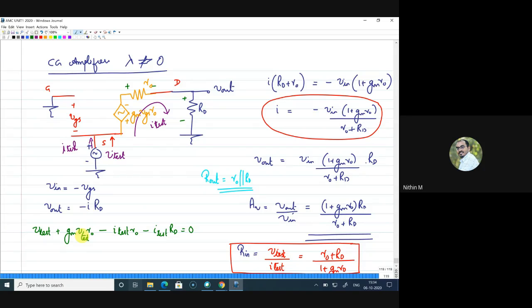Now from this you will end up with the same relation here. So minus will not be there. Let me write it here itself. So V test into 1 plus GM R naught is equal to I test into R naught plus RD, or Rn is V test by I test, that is equal to R naught plus RD divided by 1 plus GM R naught. Is that clear? Akram, can I get a response from you?